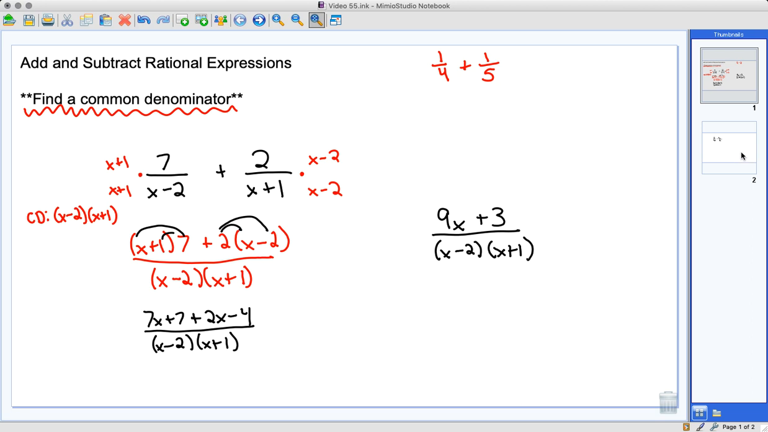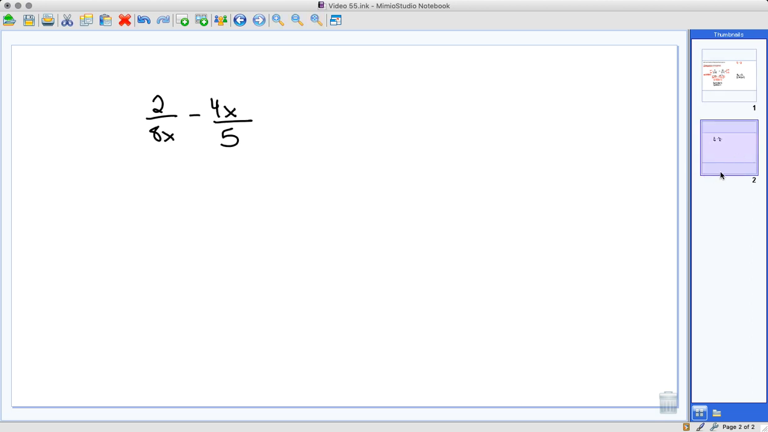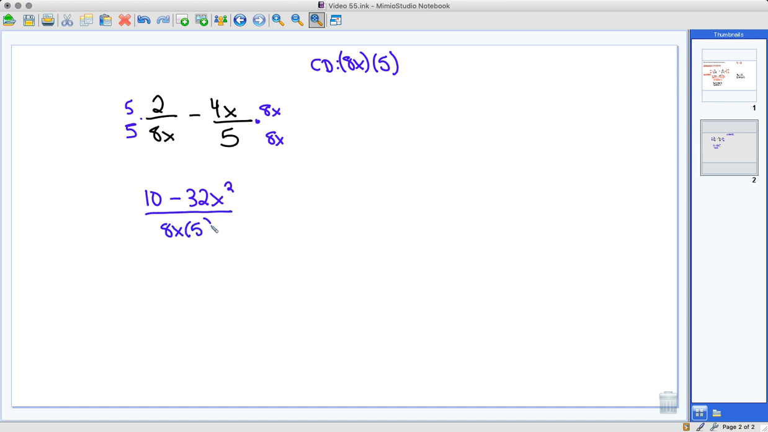Okay, subtraction, do the same thing. Find your common denominator. So for this one, we've got 8x, and then we've got 5. They're both part of my denominator. So we're going to multiply this first fraction by 5 over 5, and multiply the second fraction by 8x over 8x. My minus sign. So 5 times 2 is 10, minus 4x times 8x is 32x squared over 8x times 5.